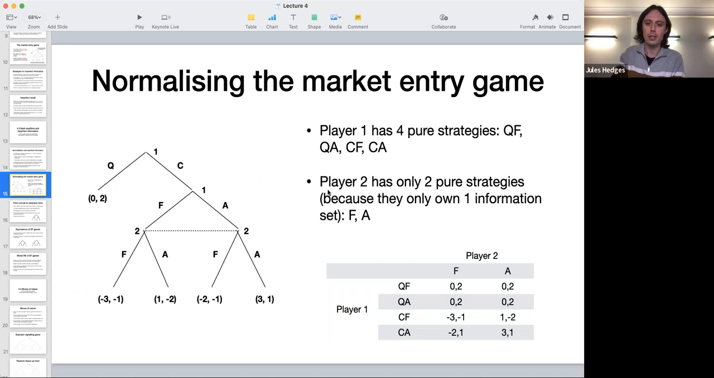Now, player 2, as I said, only has 2 pure strategies because they have to do the same thing at both of these nodes. So we're going to call these F and A, fight and accommodate. Technically, they are fight-fight and accommodate-accommodate, but we may as well call them just fight and accommodate. And then we can do the usual thing. We can write down the normal form just by playing out every pair of strategies. And so we get this kind of thing. And then at this point, we can stick this into Gambit.